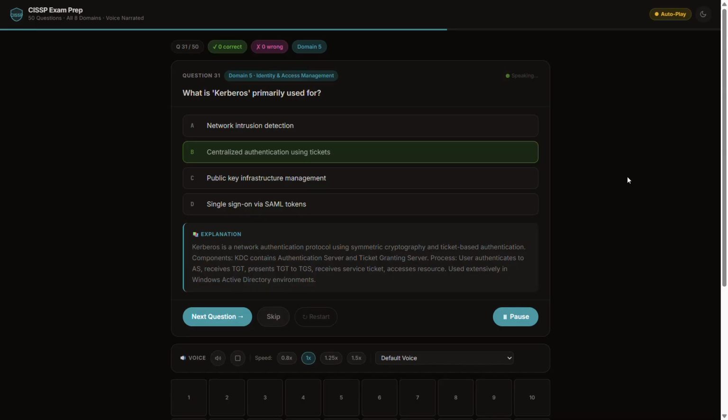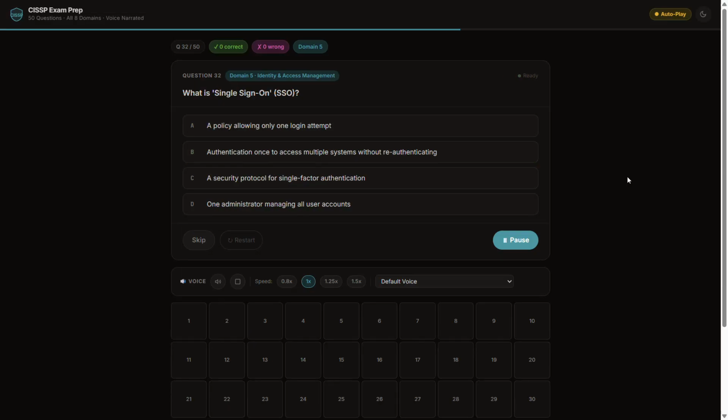Correct answer: B. Kerberos is a network authentication protocol using symmetric cryptography and ticket-based authentication. Components: the KDC contains the authentication server and ticket granting server. Process: user authenticates to the AS, receives a TGT, presents the TGT to the TGS, receives a service ticket, and accesses the resource. Used extensively in Windows Active Directory environments.